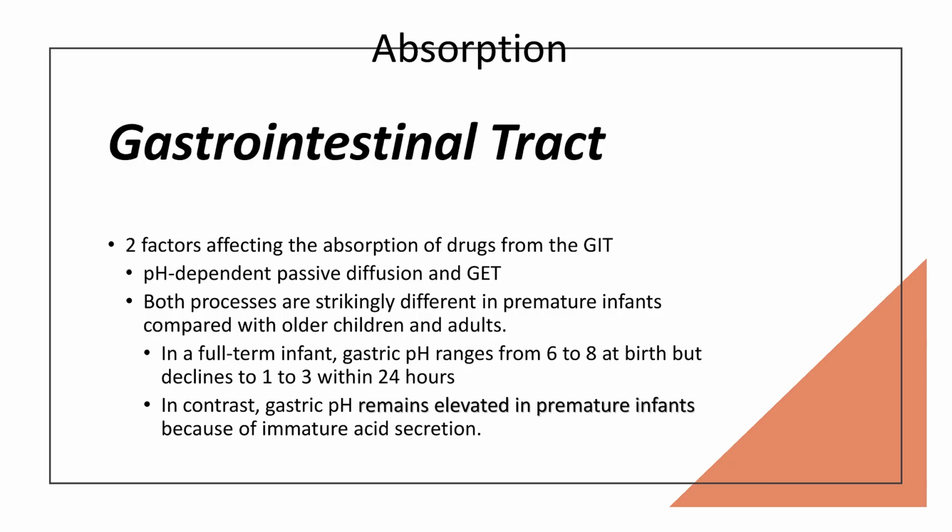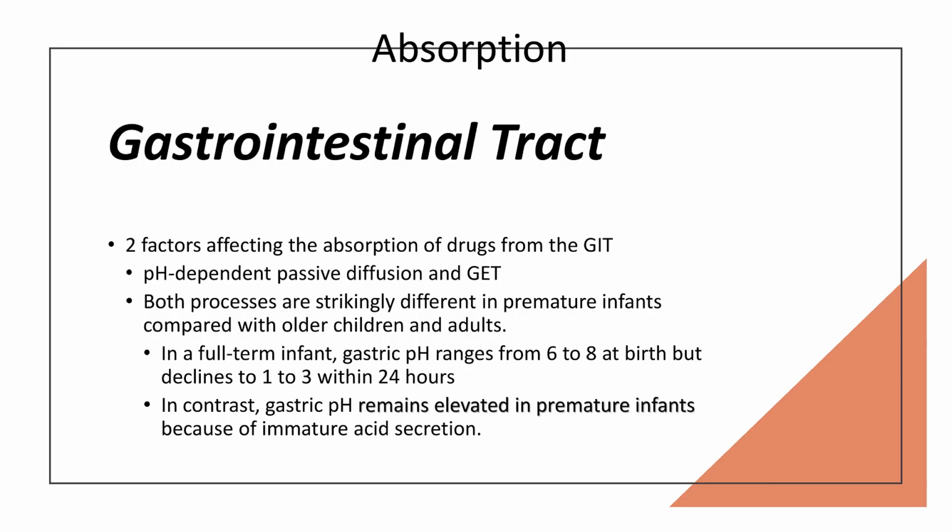In full-term infants, gastric pH is relatively high at birth, typically ranging from 6 to 8, but it rapidly decreases to between 1 and 3 within the first 24 hours of life. In contrast, premature infants tend to have persistently elevated gastric pH levels due to immature acid secretion.